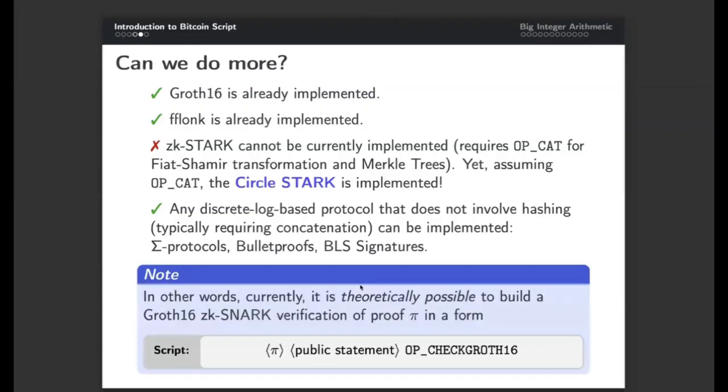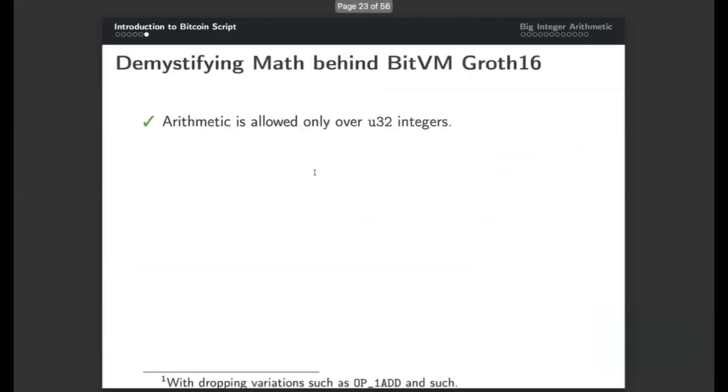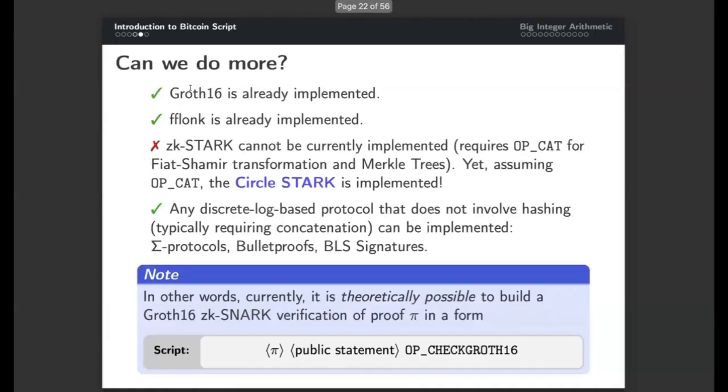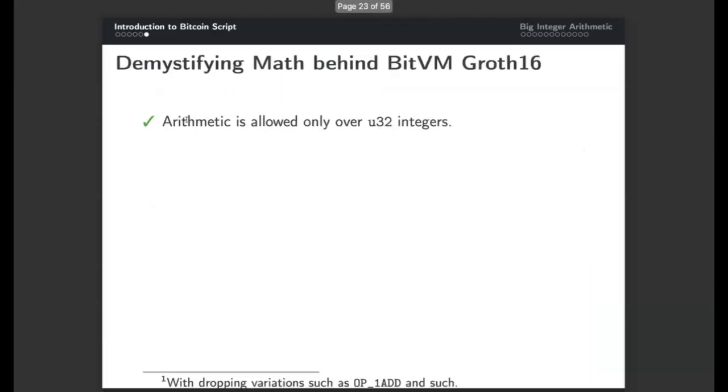So in other words, currently it is theoretically possible to beat Groth16 ZK snark verification in the following form, where you can, in the script, publish the proof, the fallback statement, which corresponds to the proof, and then do this op check Groth16 kind of opcode. But here, what we mean is the implementation of these protocols. And so, yeah, the core problem currently is to make this implementation optimal. And one of our goals of our research is to actually make it optimal.